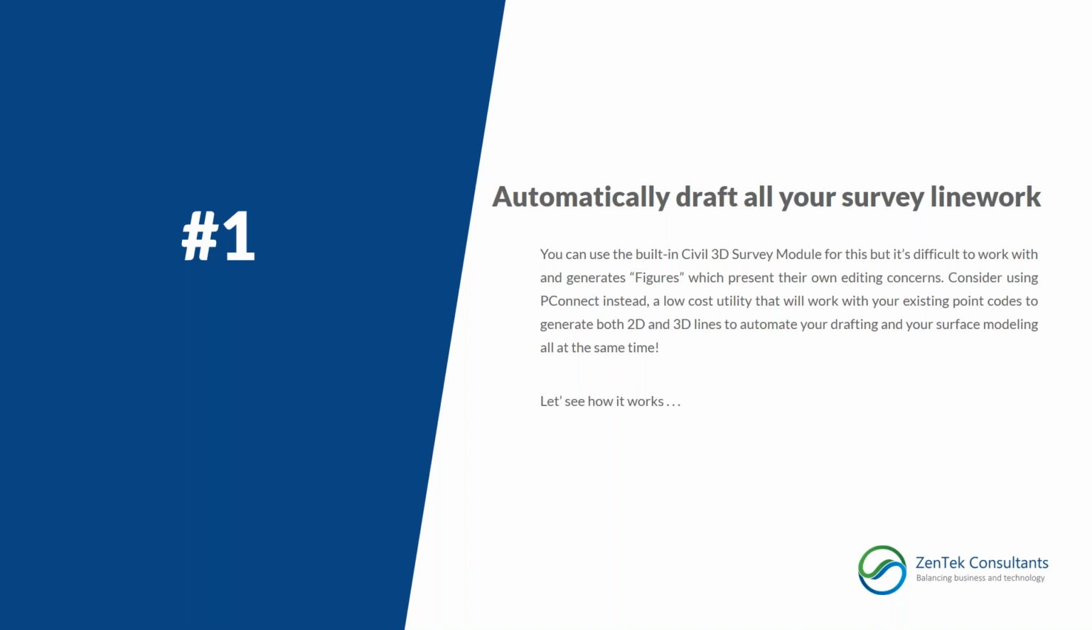The first thing we're going to talk about is how you can automatically draft all of your survey line work. Most of us, hopefully, are familiar with the Civil 3D survey module, and you can structure it so that when you're doing point import, it will do some automatic line work drafting for your base map. I'm going to show you what the problems are with that today.